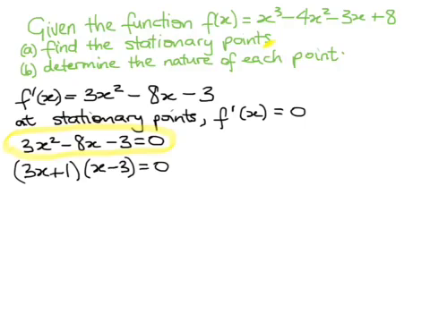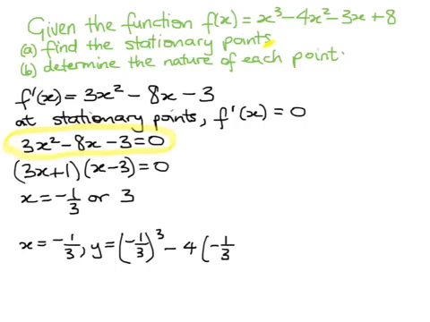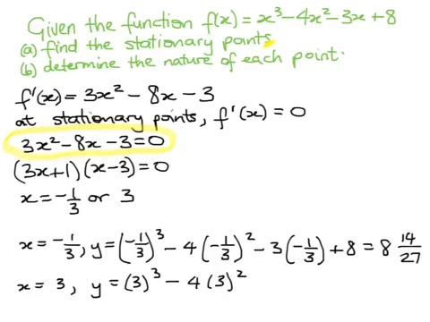Fortunately, this easily factorizes into 3x plus 1 multiplied by x minus 3. That's equal to 0. It means that x is either equal to negative 1/3 or 3. So, when x is equal to negative 1/3, I plug the value into my y, and I get my y value of 8 and 14 over 27. And when x is equal to 3, plug it in again to the function, I get y is equal to negative 10. So these are my x and y coordinates. All right?